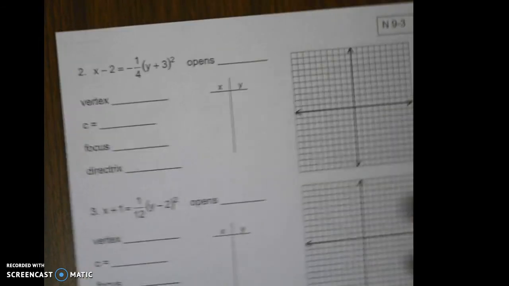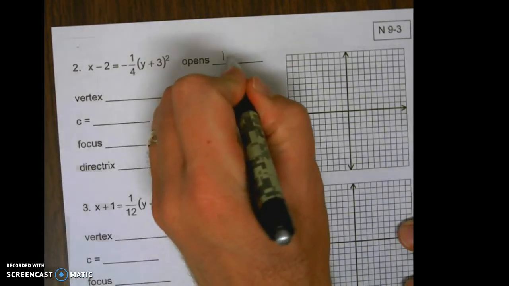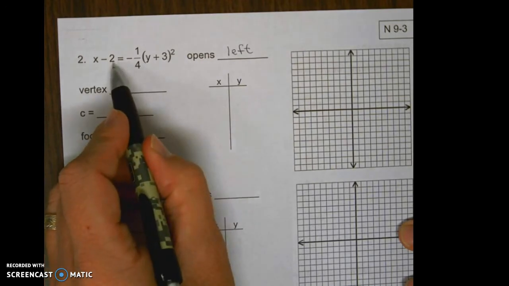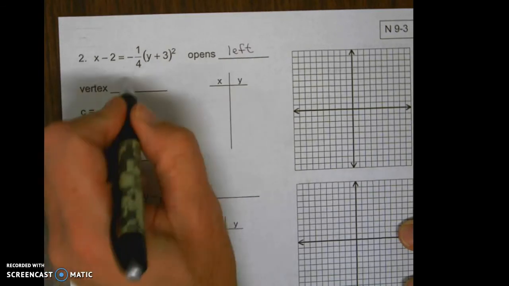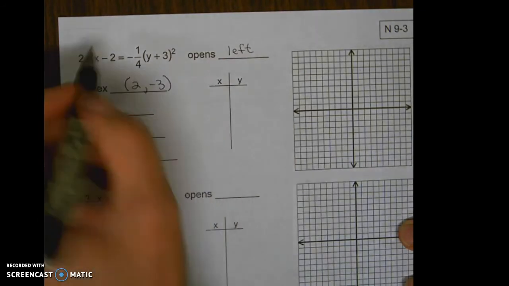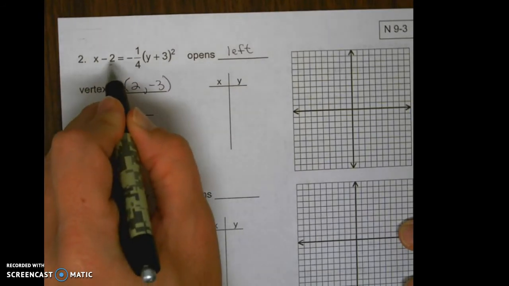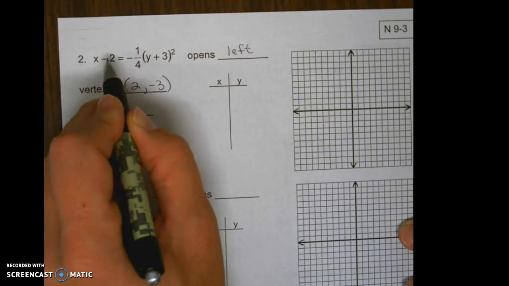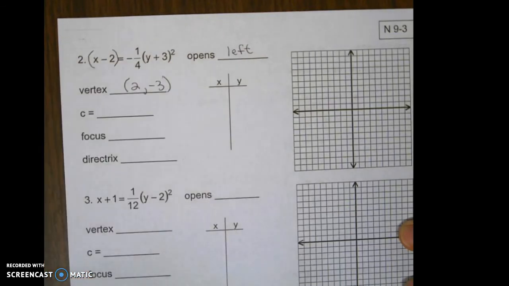Number 2. A value is negative, opens left. Here our h value is 2, and our k value is negative 3. Now, be careful here. Always take the opposite of this number. So if it's x minus 2, you're going to pull out a 2, as if it was in parentheses.